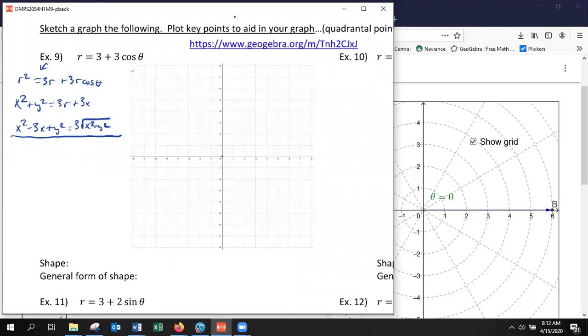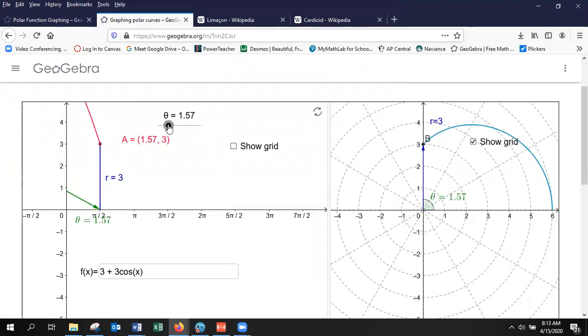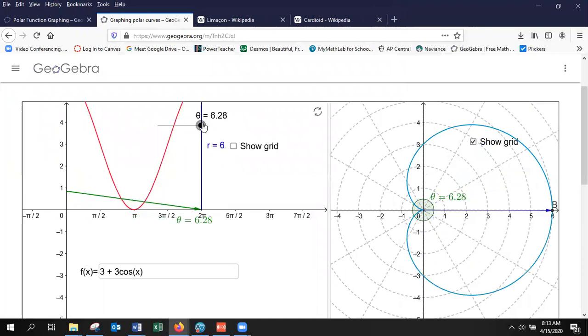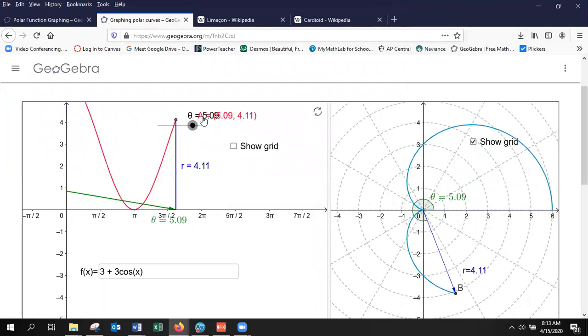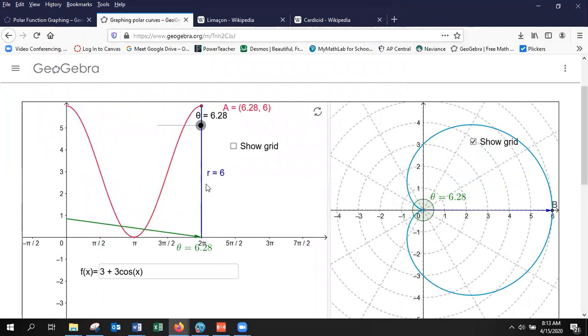If you remember from the Desmos activity that I had you do, you should know what this shape is, and that shape would be a cardioid. So let me go over to GeoGebra. This link, if you notice, has the 3 plus 3 cosine theta in here. Let's focus on the rectangular graph. We should know that this graph ends up being a cosine graph shifted up, and we can see that cosine graph shifted up on the rectangular system. There we go, we can see that cosine graph just a little bit better.